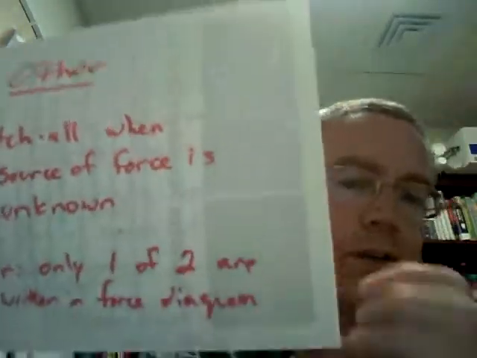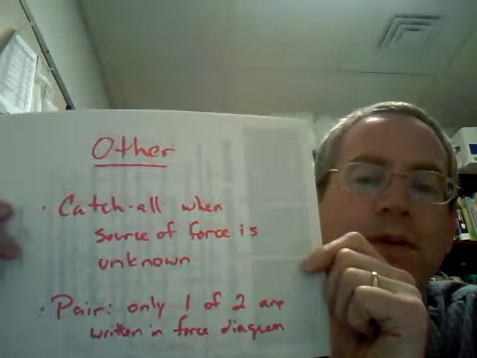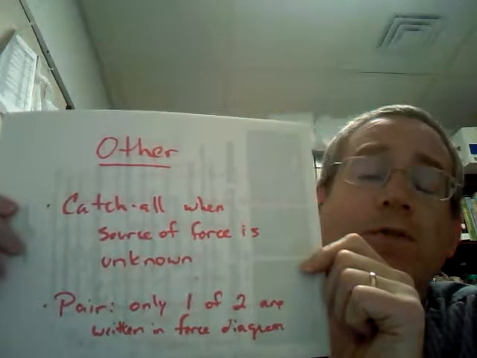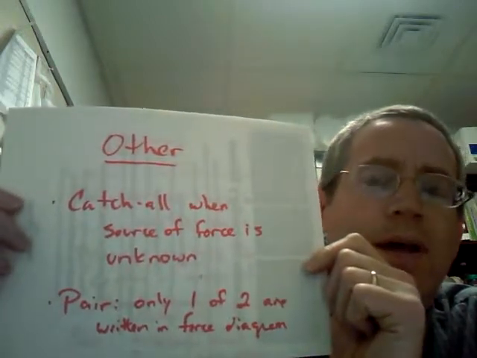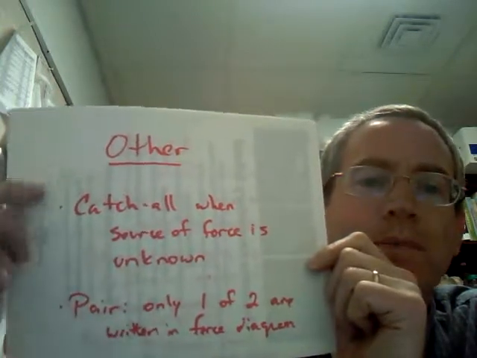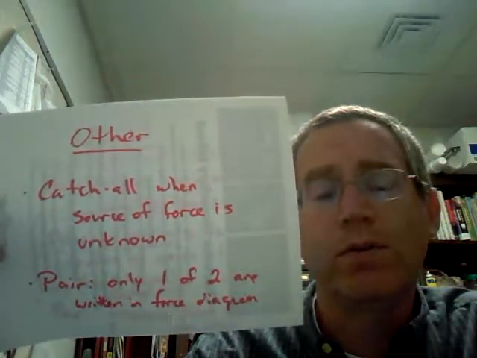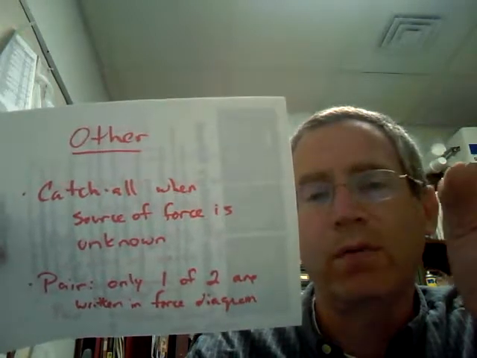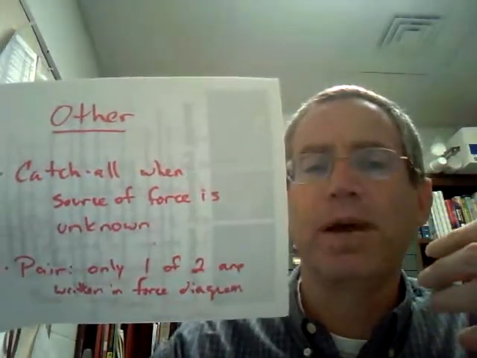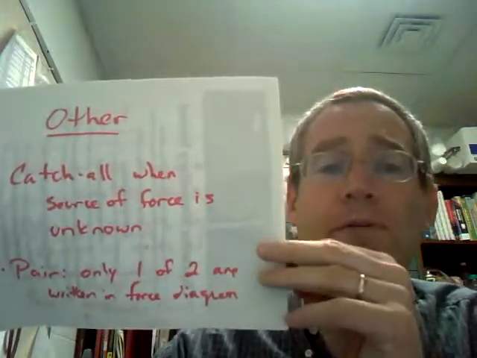Other. Other's the catch-all. Other shows up if you're given a problem where the source of the force is unknown. I've got a box with a 5 Newton force acting on it. What's causing the 5 Newton force? I don't know. That's other. This is the only time when, on a force diagram for one of my problems, if you only do one of the two forces, you only write one of the two in the diagram. Now, there is an opposite force, the second part of that pair, which is sort of off-screen, as you will. But we don't know what it's acting on because we don't know what's causing the force.